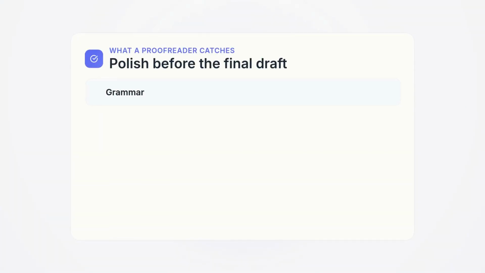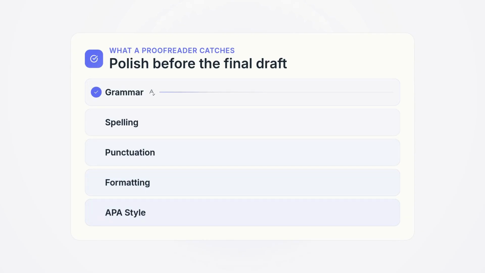A proofreader may help correct minor errors in grammar, spelling, punctuation, formatting, and APA style. The proofreader may help identify and correct technical issues that are near or at the end of the final draft process. Their role is to catch minor mistakes that may have been missed after the student has already completed the substantive writing and revision process.